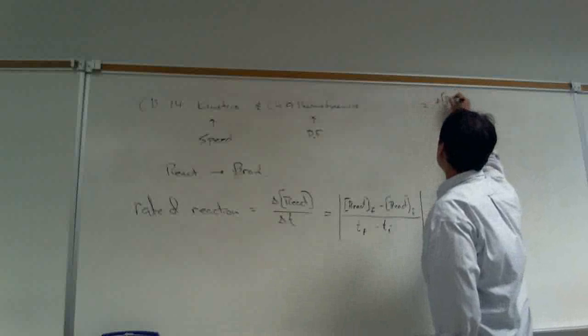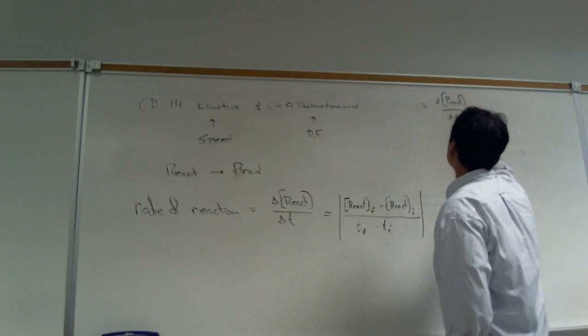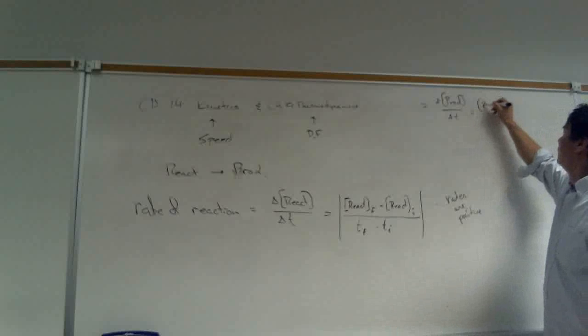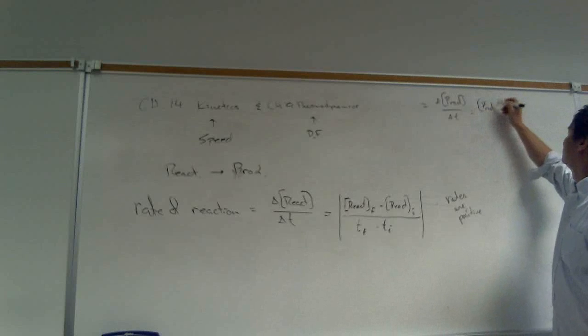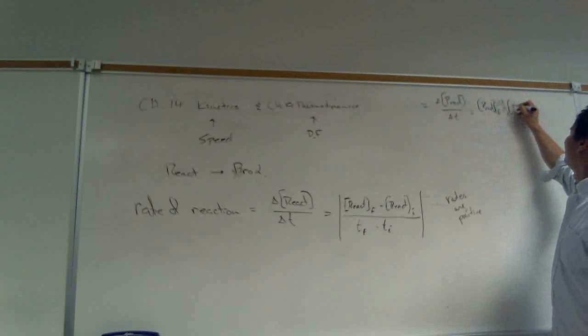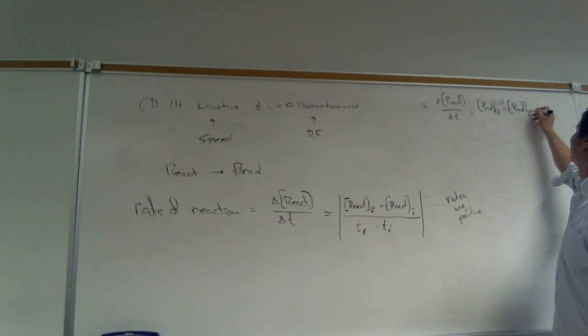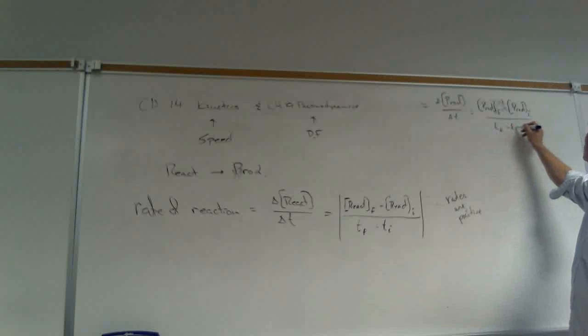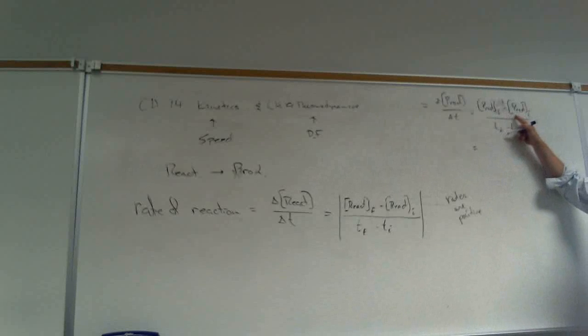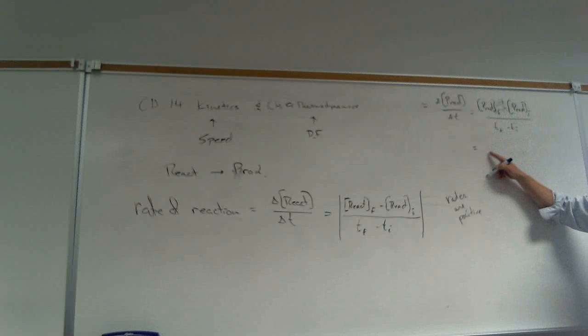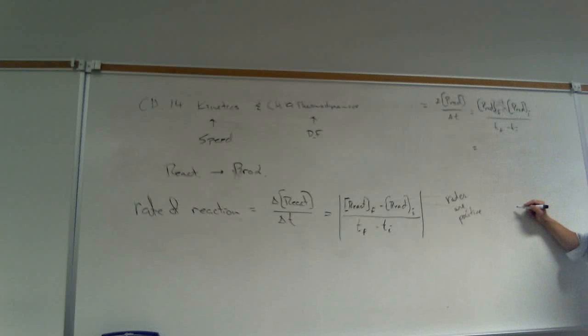That is delta, the change in the product concentration over a time interval, delta T. This will just be the final product concentration minus the initial product concentration over T final minus T initial. And so what we get from this turns out to be positive because we're going to end up with more product than we start with. And so we don't need the absolute value right here.